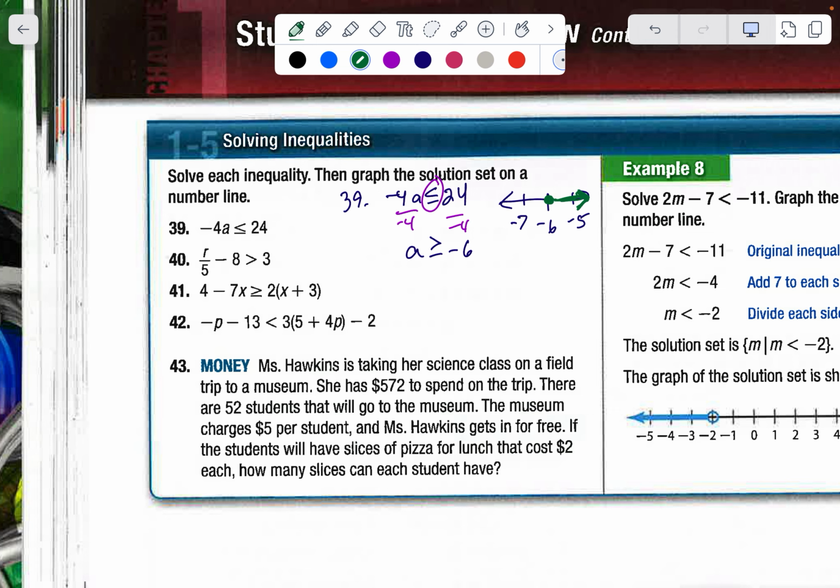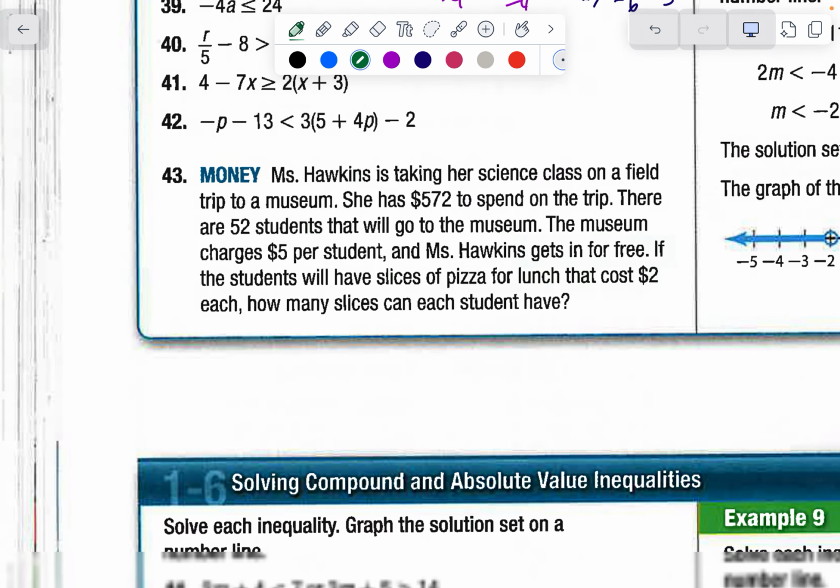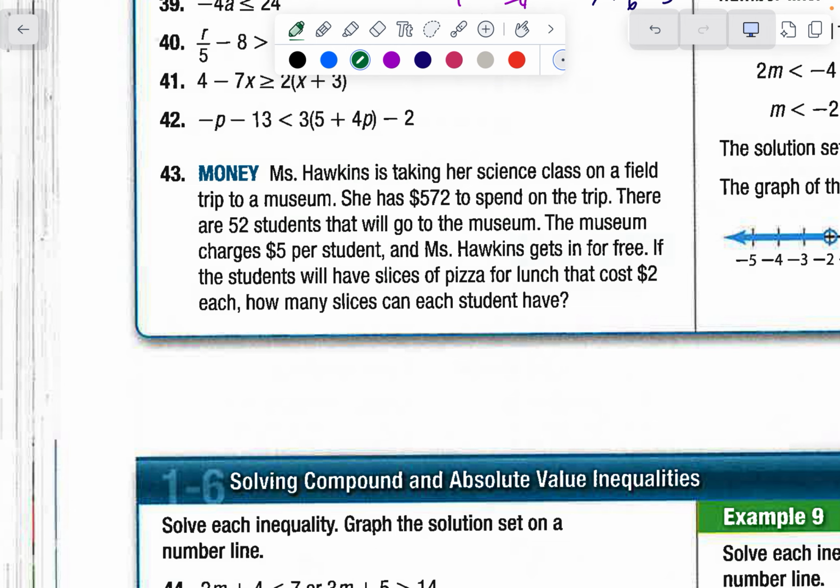Okay, so please, you'll do all of this section, but I want to help you set up 43. So let's take a look at the word problem 43. Miss Hawkins is taking her science class on a field trip to a museum. She has $572 to spend on the trip. There are 52 students that will go to the museum. The museum charges $5 per student, and Miss Hawkins gets in for free. If the students will have slices of pizza for lunch that cost $2 each, how many slices can each student have?